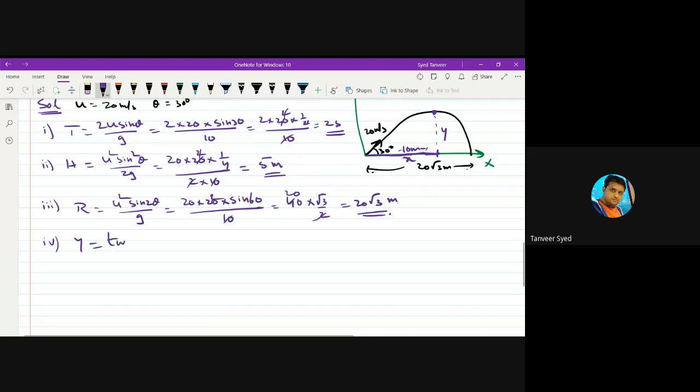So y is equal to tan theta x minus g by 2 u square cos square theta into x square. We want y, the height. Tan theta, theta is 30 degrees, into x. X is horizontal displacement 10, minus g is 10 by 2 into u square 20 into 20 cos square theta. Cos 30 is root 3 by 2, so square is 3 by 4, into x square 10 into 10.